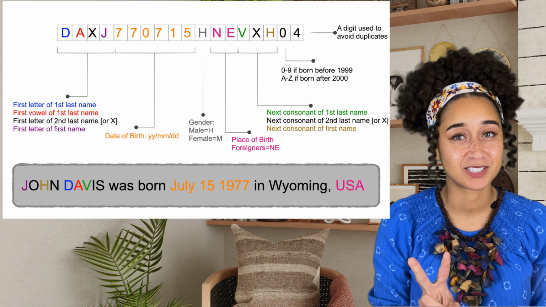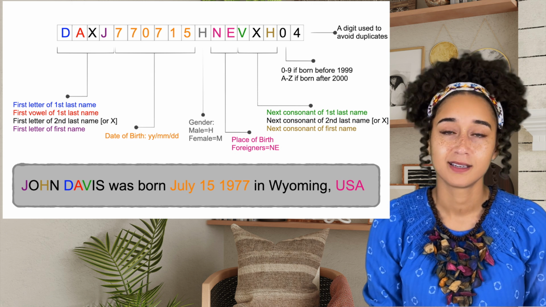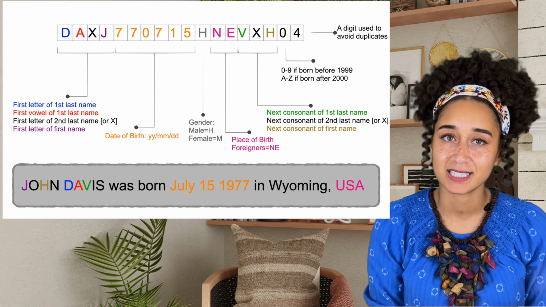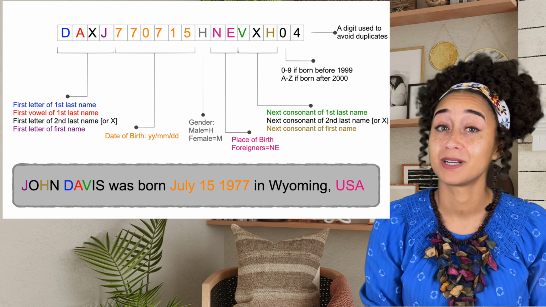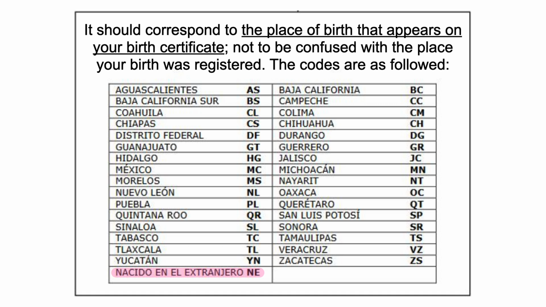The next 2 digits of the CURP will identify your place of birth. That's on your birth certificate. And all individuals who were not born in Mexico will have the letters NE here, for nacido en el extranjero. But if you were born in Mexico, and that's what the birth certificate says, you will use one of these codes on the screen to identify which part of Mexico you were born in.